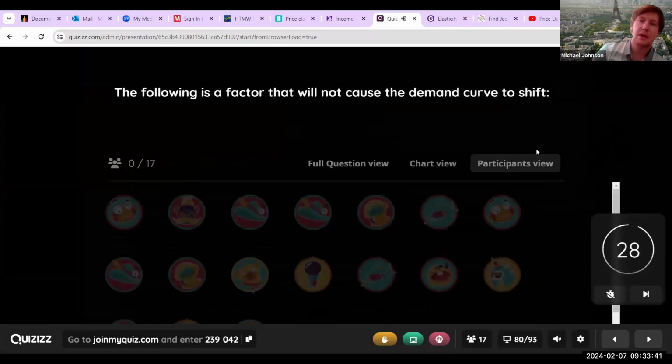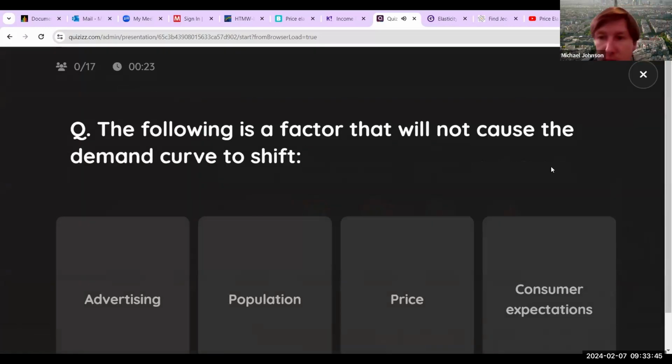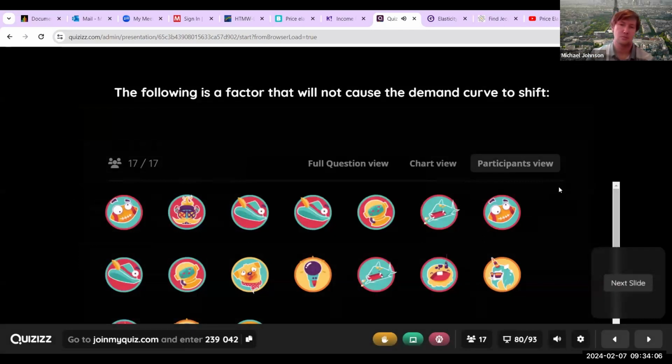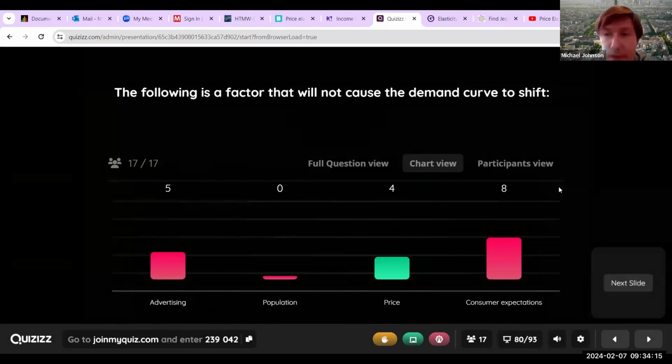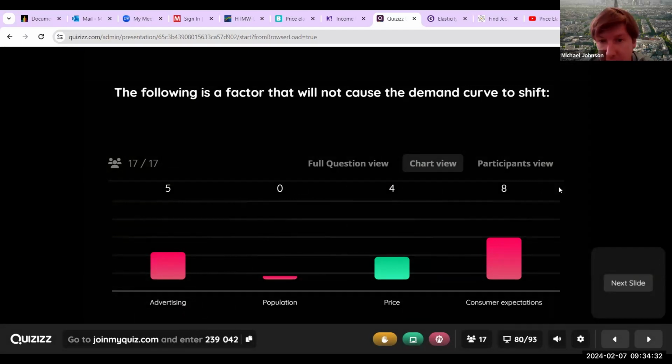The following is a factor that will not cause the demand curve to shift. Price doesn't make the demand curve shift. Anything price related is a move along the demand curve. So the price of the good will not shift the demand curve. If the price of McDonald's goes up, the demand curve will not shift. The quantity demanded would decrease, and that would just be a movement along the curve. If the price goes up or down, that's just a movement along the curve, not a shift, for price changes.